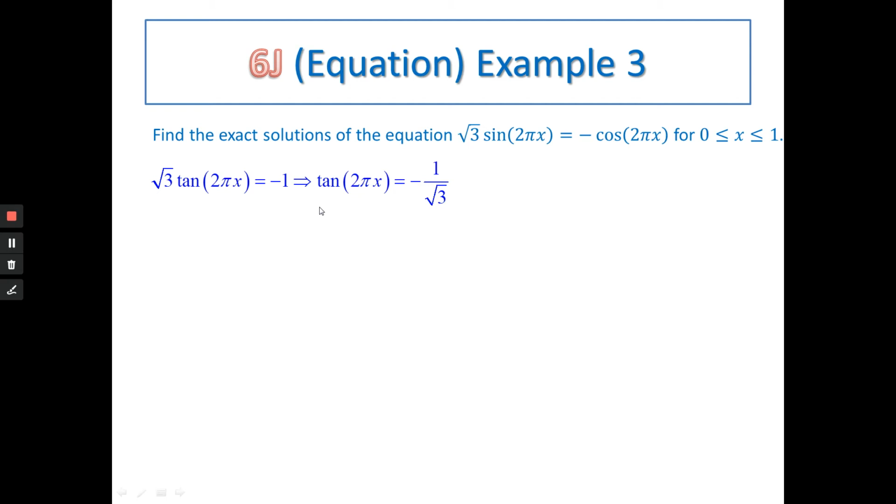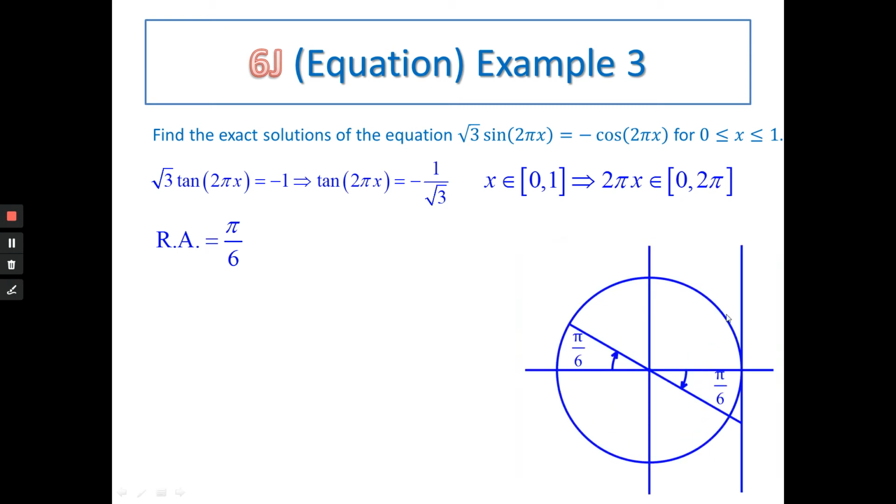Now that we've made tan the subject, let's go and look at our domain, because the argument is not x again, it's 2 pi x. So if x is between 0 and 1, both inclusive, then 2 pi x would be between 0 and 2 pi, both inclusive. So now that we've modified our domain, let's get the reference angle. So our reference angle is pi on 6, because tan of pi on 6 is 1 on root 3. This negative will make an appearance in terms of the quadrants.